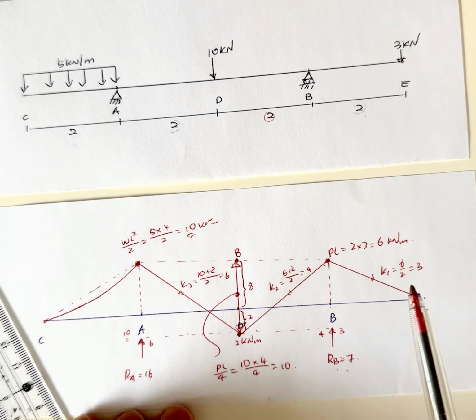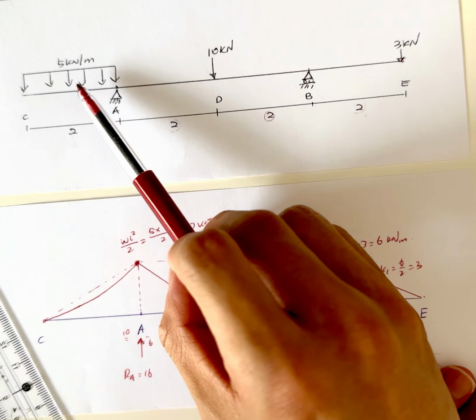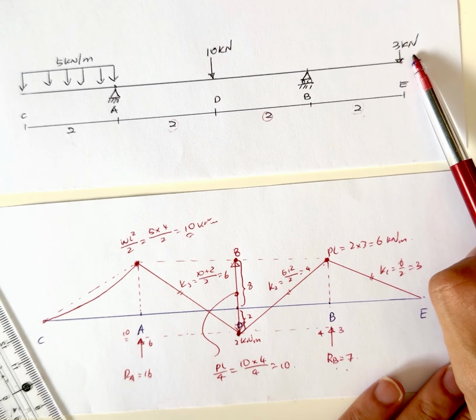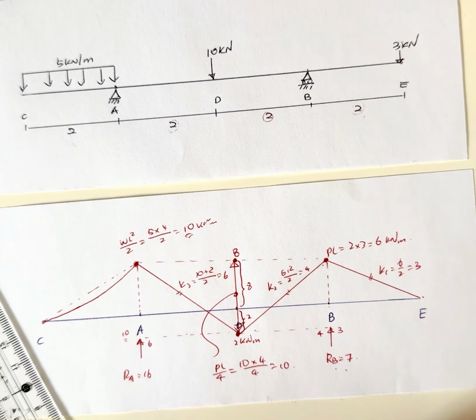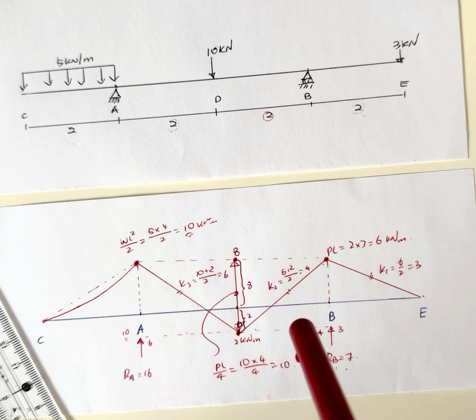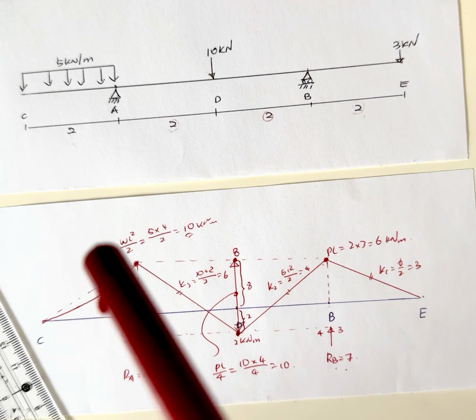We can do a simple check on that. We've got the 5 UDL times 2 is 10, plus 10 is 20, plus 3 is 23, which is correct. So this way is much faster and quicker than using equilibrium equations.